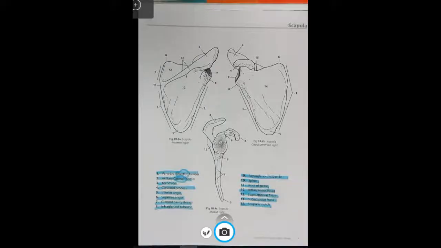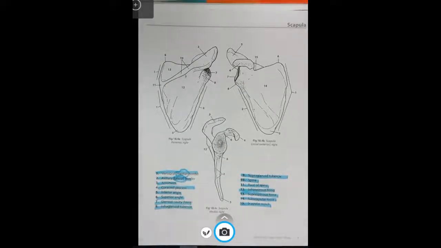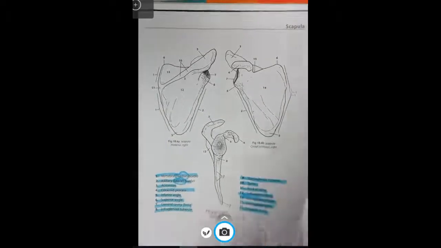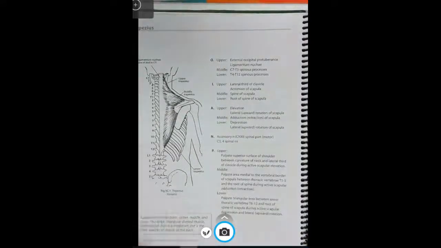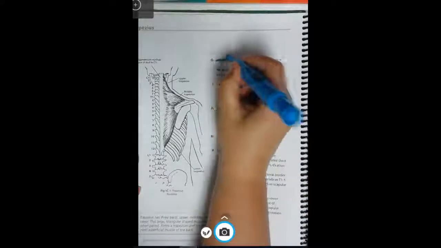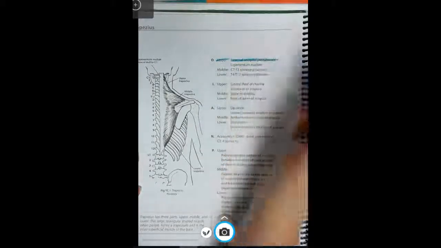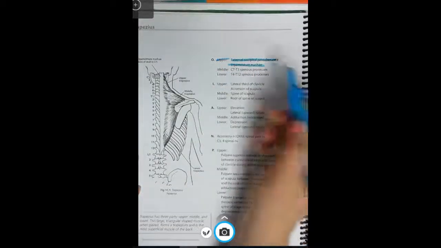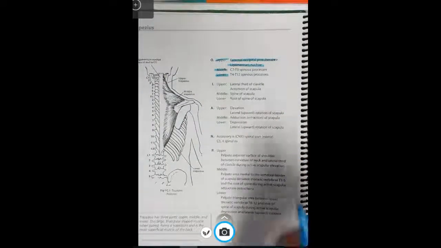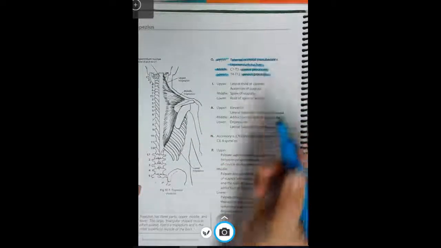Okay, so from there we're going to jump to page 14. And we're going to start with the trapezius. Okay, so here you're going to know these individually. So upper, we have the external occipital protuberance and the ligamentum nuchae. For the middle and lower, as far as origin goes, I just need you to know spinous process.